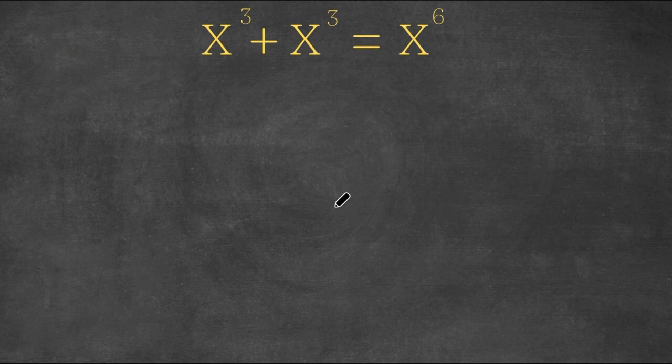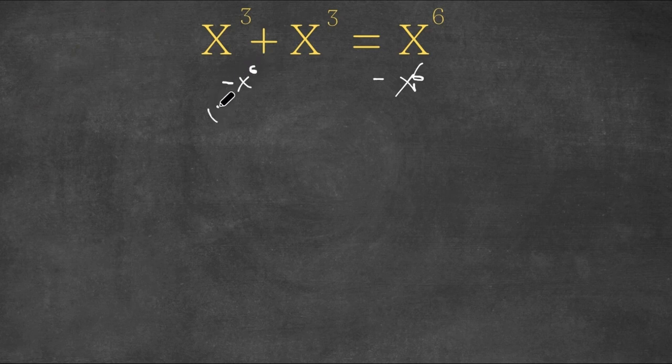In today's video, I'm going to be teaching you guys how to solve this exponential equation. So right here, we have the equation x to the power of 3 plus x to the power of 3 equals x to the power of 6. And this is actually a really simple exponential equation. Our first step is to get all the x's on one side. So we're going to subtract x to the power of 6 on both sides so that it joins the other x's.